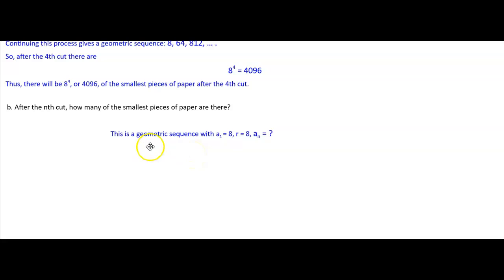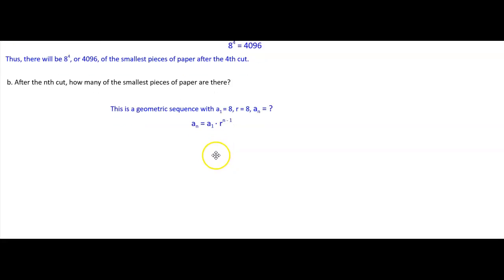So, since this is a geometric sequence, we know that the first term was 8. We know that the common ratio, because you keep multiplying each number, is 8. And we want to find out what that nth term formula is going to be. So, here's our geometric sequence formula.